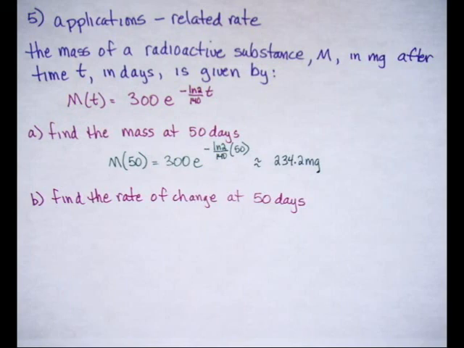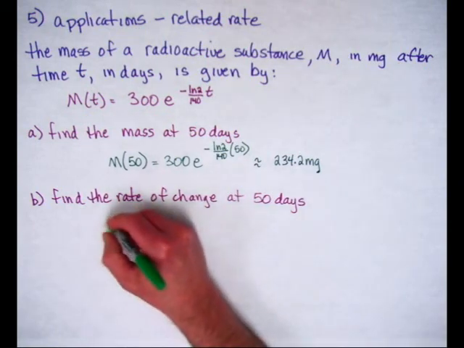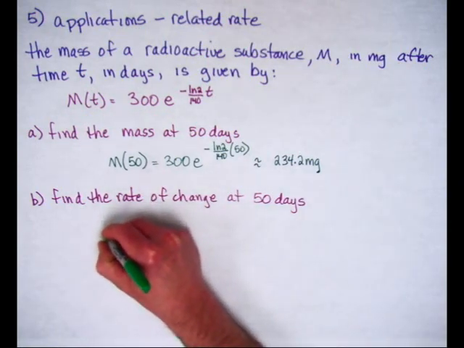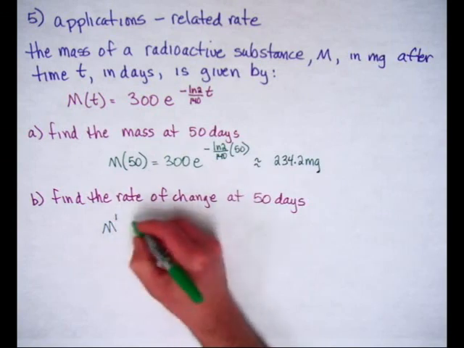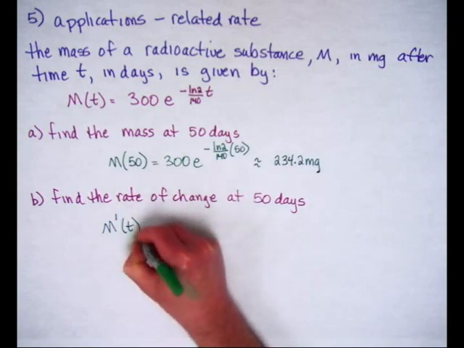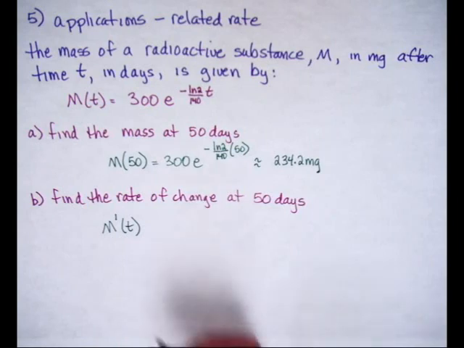So that's not a calculus question. The next question, however, says find the rate of change. So hopefully by now you understand that the rate of change of a function is its derivative. So this question says find the rate of change at 50 days. So what we're looking for here is m prime of our function. So we need to take the derivative.